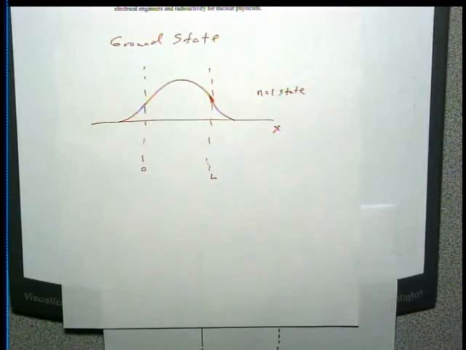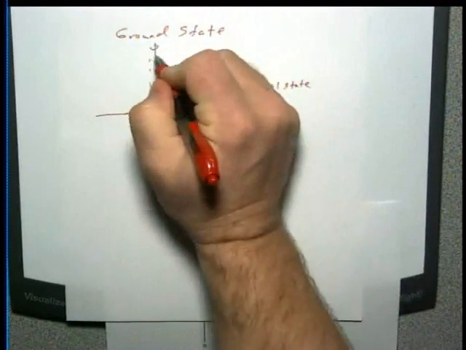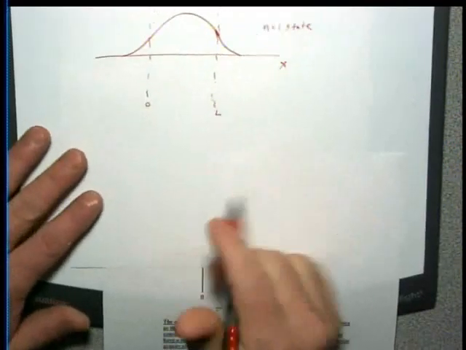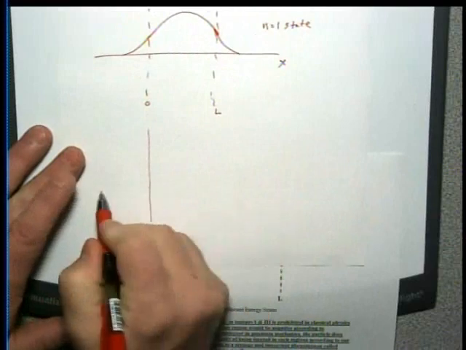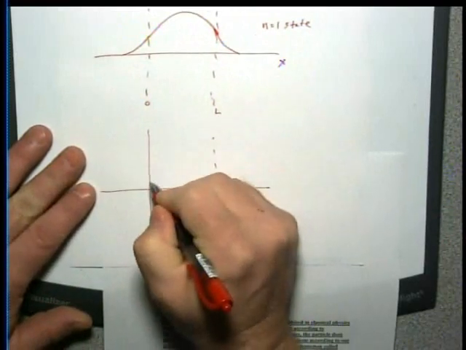All right? If I was to find the probability, this is the wave function, I'm going to square that. What's that going to do? What's going to peak this thing more?